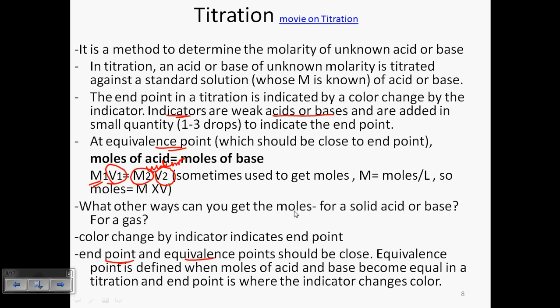Now what are some of the other ways you can get the moles? If you are using a solid acid, let's say the acid whose identity you were trying to find was a solid instead of a solution, then you can figure out the moles of solid acid by just taking its mass and dividing it by its molar mass. Then you know how many moles you put in the flask. Or if you had a gas, then remember you can always use the PV=nRT equation to get the moles of the gas. So there are three ways of getting the moles: M1 V1 if it is a solution, mass over molar mass for a solid, and the PV=nRT equation for a gas.